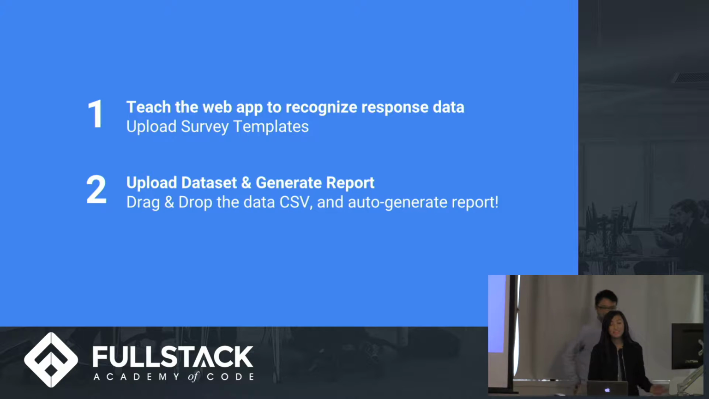So that's where SurveyReporter comes in. The researcher first uploads survey templates so that we can teach the app to recognize response data. By doing this, we can make sure that the researcher uploads the results of their survey. The app will then be able to understand exactly what data it's looking at and process it. From there, it'll automatically generate a report.